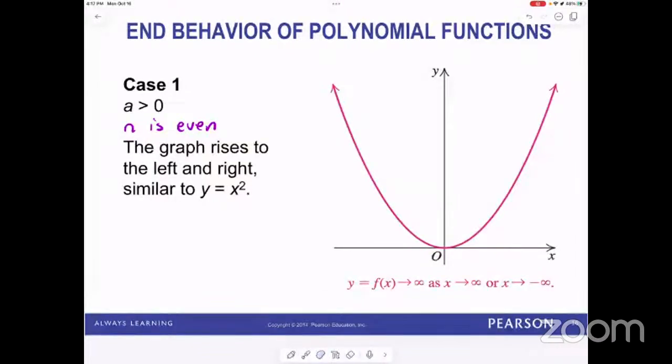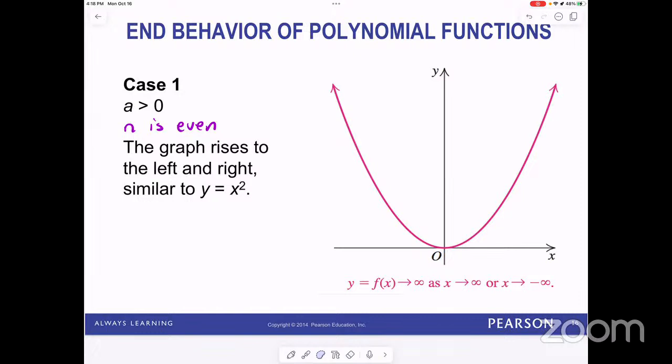When our leading coefficient is positive, that means our graph goes up to the right. The leading coefficient tells us about the right-hand behavior of the graph. So a positive leading coefficient means our graph goes up to the right. When the degree of our polynomial is even, that means the other side does the exact same. Even means exact same, right? So we go up to the right, and even meaning the exact same, that means we're going to go up to the left, all right? That's what you see here.